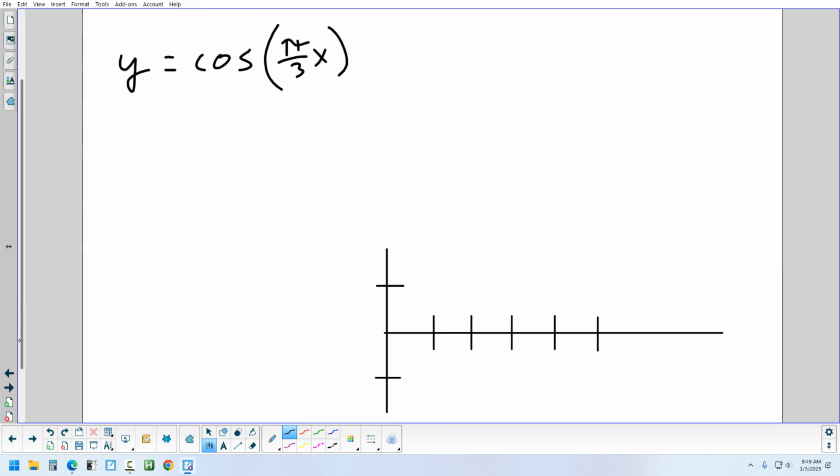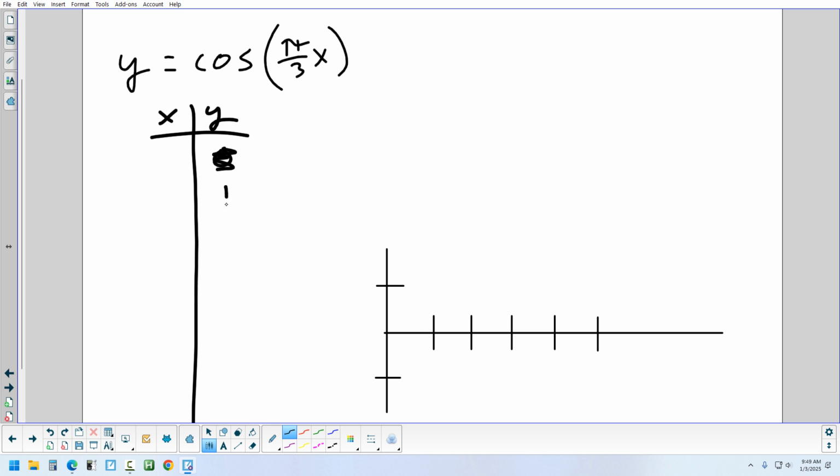Cosine of pi over 3x. Now that looks like this could be really bad, right? Pi over 3, not a nice number at all in front of x. This is actually going to make the nicest table we've had so far this week. We're going to get very, very nice numbers. Okay, so y's are going to stay the same. 1, 0, -1, 0, 1. Here's our x's.